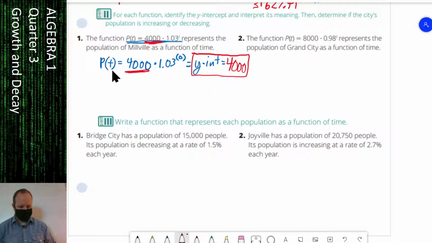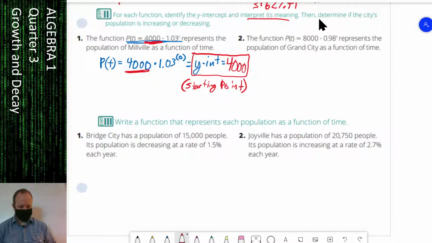As you guys are doing these, don't worry about plugging in 0. Interpret the meaning. Well, the meaning is it's our starting point. And sure enough, our town, Millville, is going to start off with 4,000 people. I think about half the size of Bloomfield. So it's the starting population, starting point.